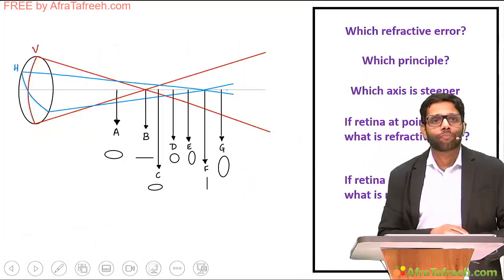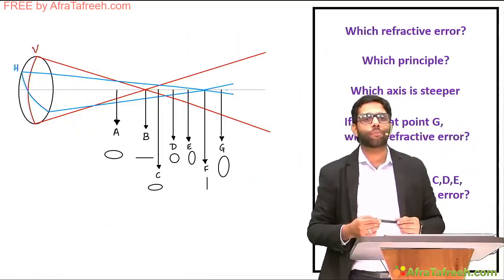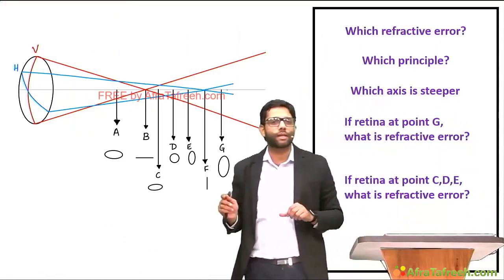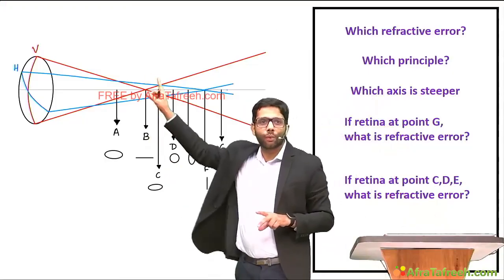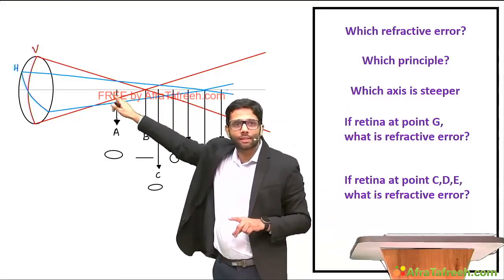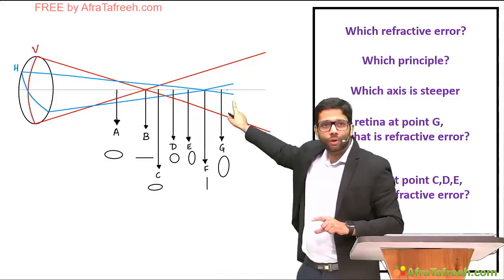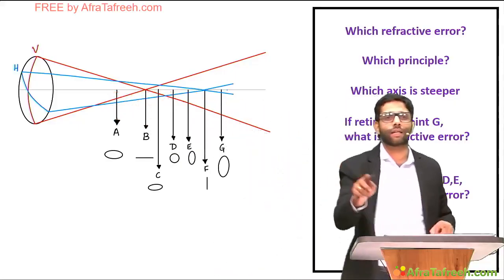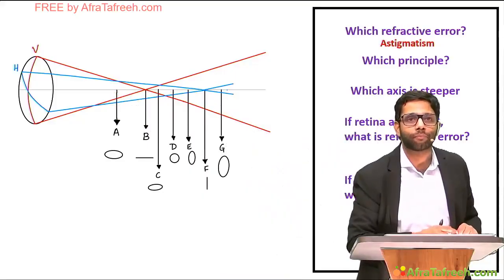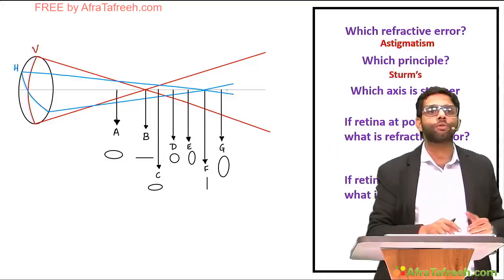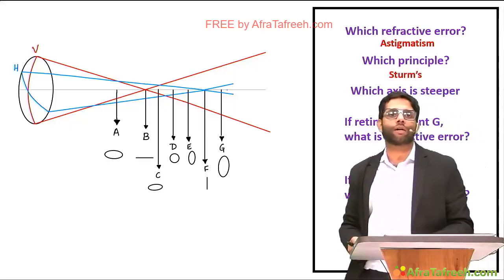All right. Now let us see very, very carefully what is happening over here. There are two rays in two axes shown. Red one is the vertical axis, horizontal axis is the blue one. Vertical is focused at this point, horizontal focus at this point. They are not focused at a single point, meaning there is astigmatism. This principle is Sturm's principle. Sturm's is a principle of astigmatism.